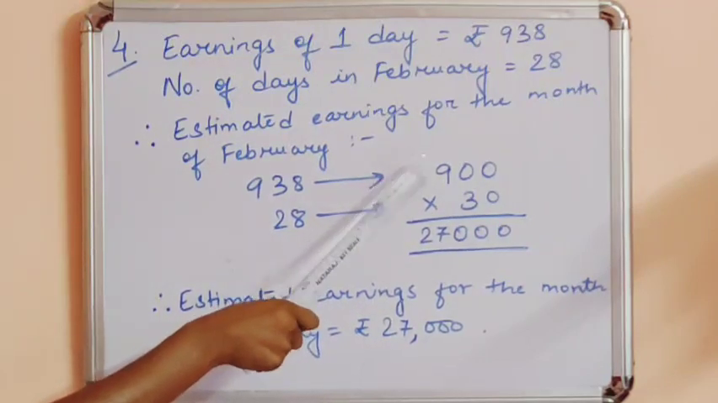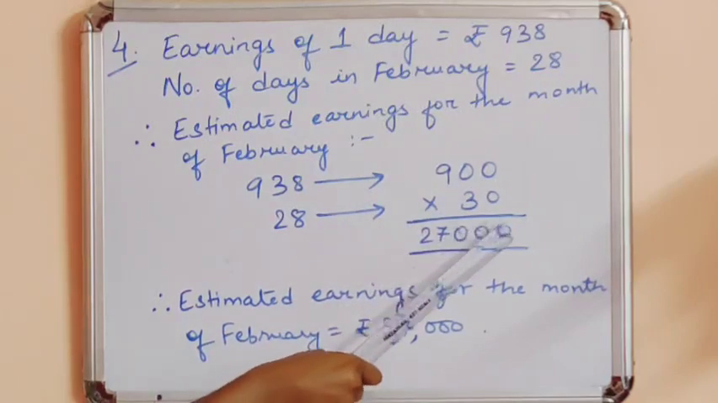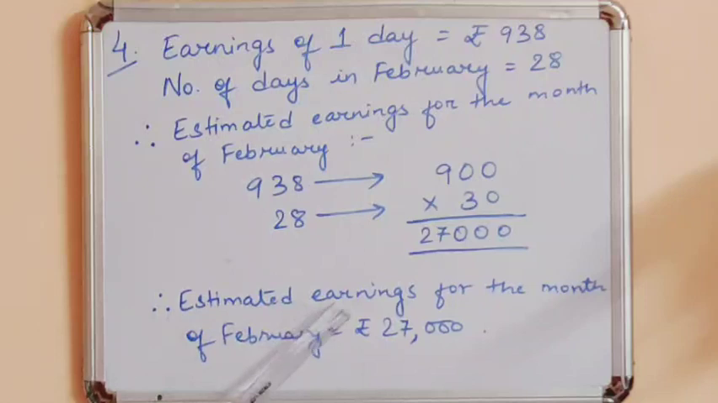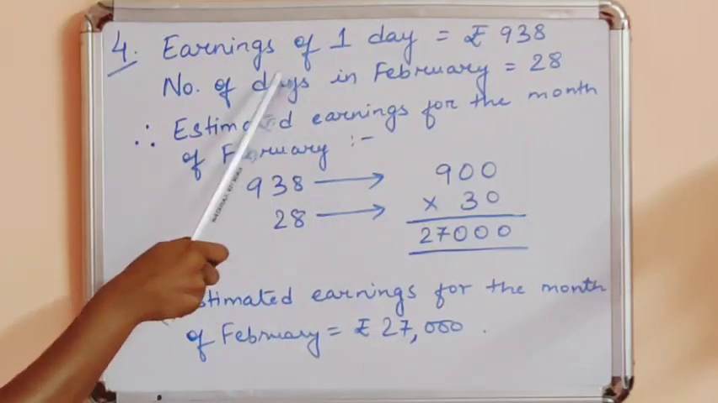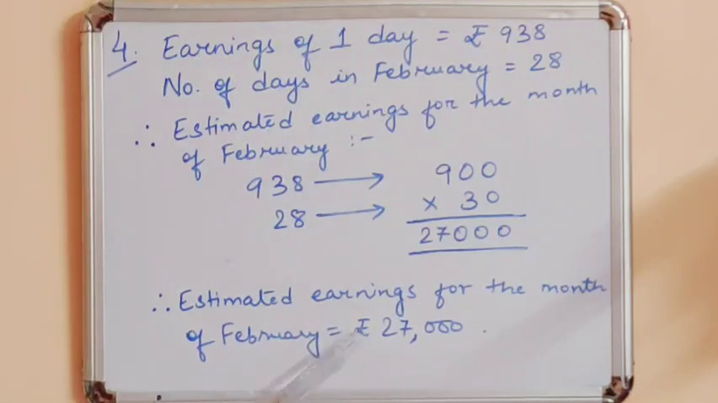See, you can do it that way. 9 into 3 is 27 and there are 3 zeros. So you put 3 zeros at the end. So 27,000. Therefore, the estimated earnings for the month of February is rupees 27,000. Don't forget to put the units properly. Here the earnings will be in rupees, so you have to put rupees here.